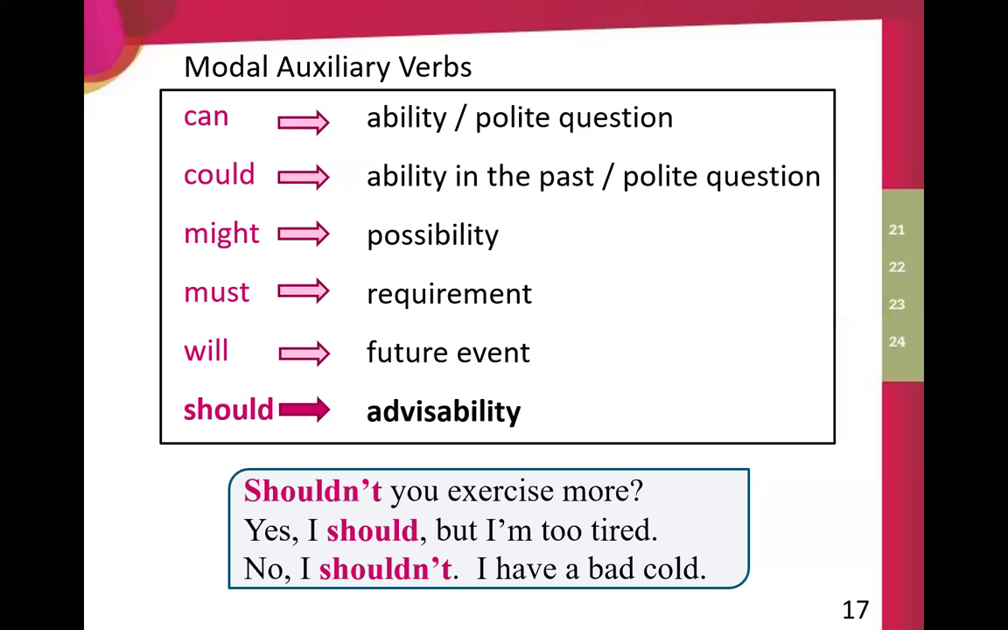I have a bad cold because I'm tired. The doctor says not to do hard work or exercise more till you get better. So I shouldn't do that. So it's not advisable.